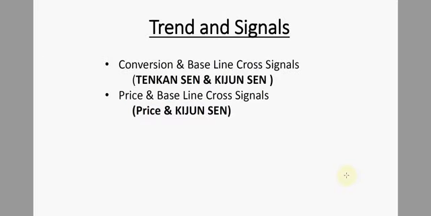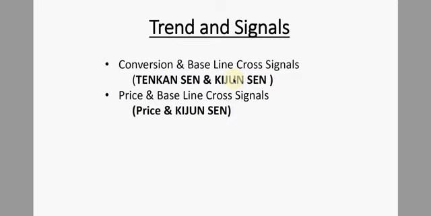Now we are looking at how we generate signals. So we have two methods of generating signals. One is two lines crossing each other, the Tenkan-sen and the Kijun-sen. And the second one is price crossing one line, the Kijun-sen line. The Tenkan-sen is the red line, the Kijun-sen is the blue line. So when red crosses over the blue, it's a buy. When red crosses below the blue, it's a sell.